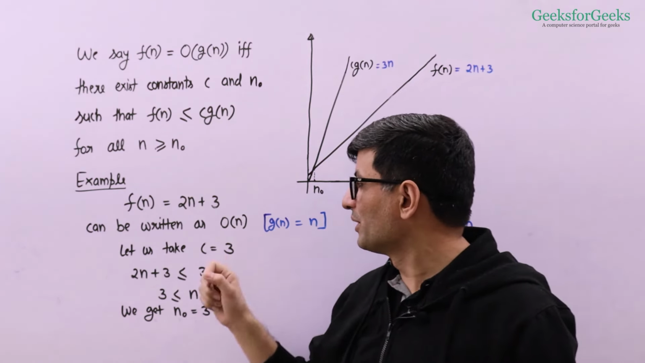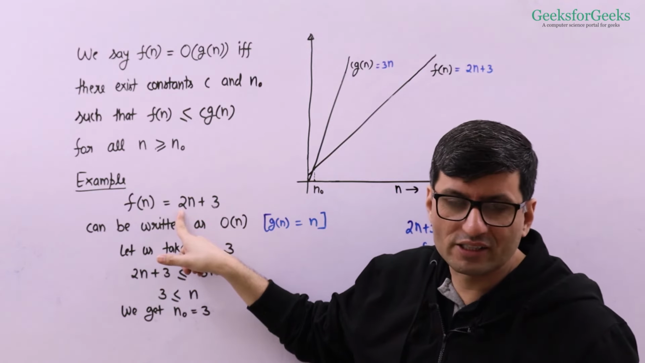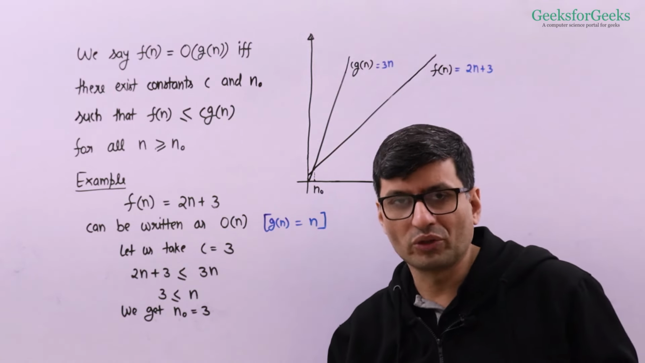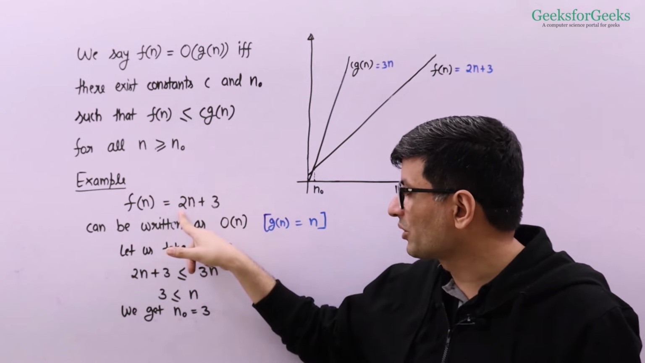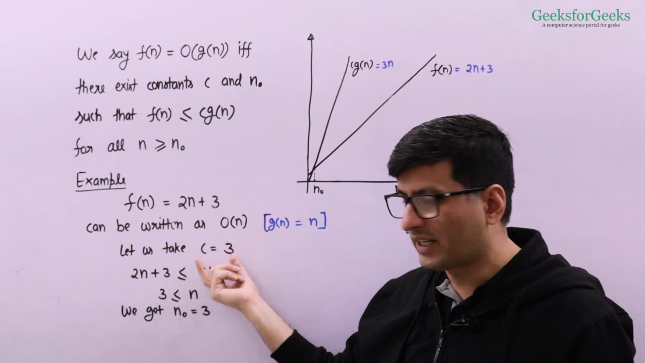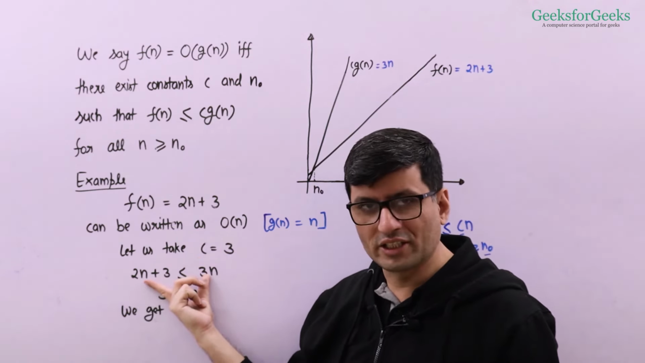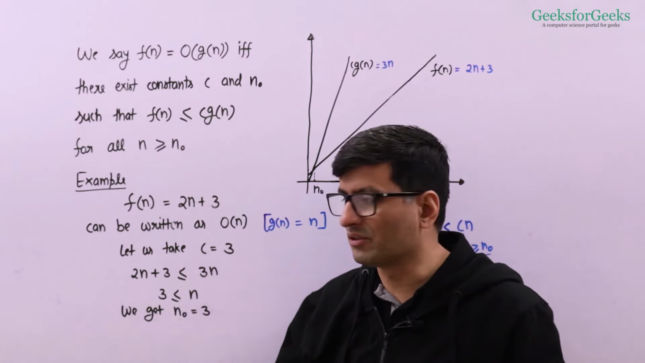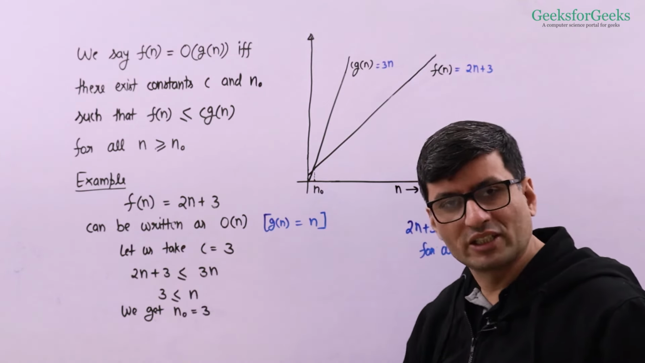See, what you can do is, you can always take the constant of the highest growing term, which is n here, right? And just add 1 to it. To prove that this is big O of n, you just add 1 to it. So now you get 3, right? So your c is 3, and you need to show that 2n plus 3 is less than or equal to 3n for all values of n greater than a certain value. And that certain value can be figured out by just simplifying the inequality.